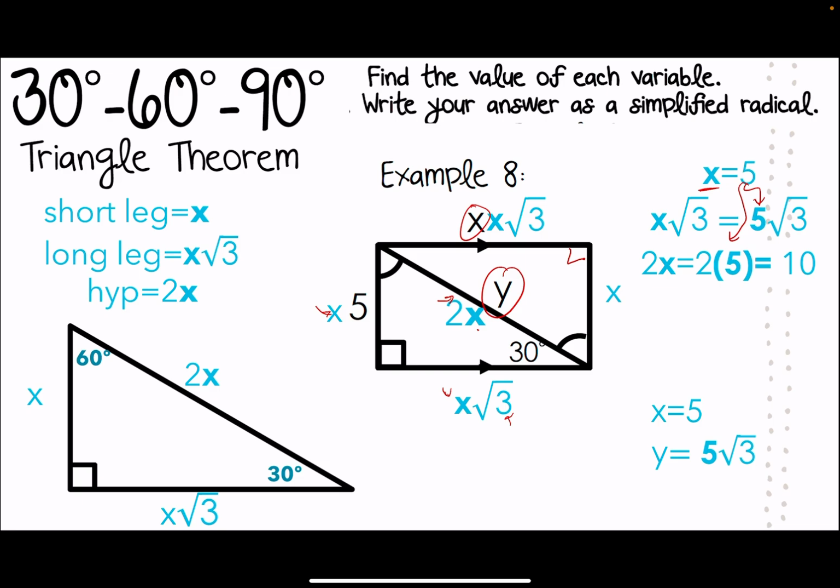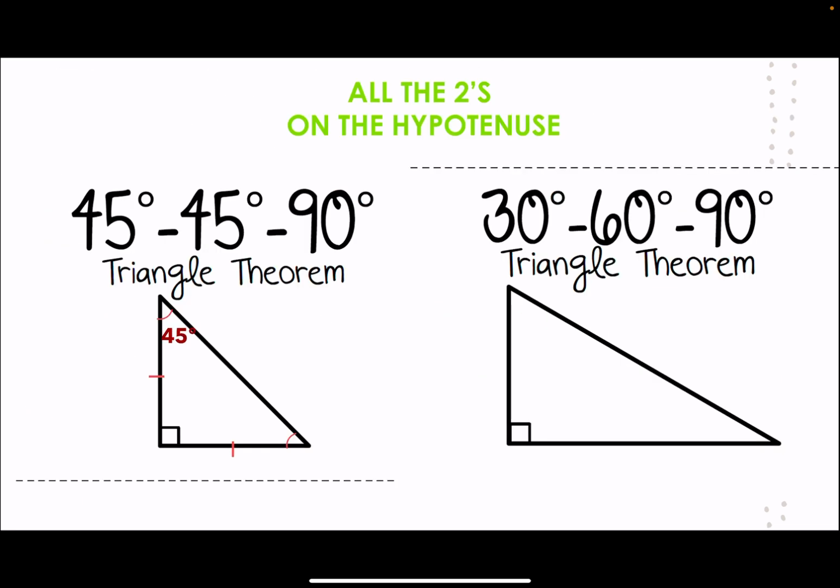All it is is a matter of dropping in. And sometimes you're going to have to multiply. That's it. Want exact answers when you're working with 30, 60, 90s and 45, 45, 90s.